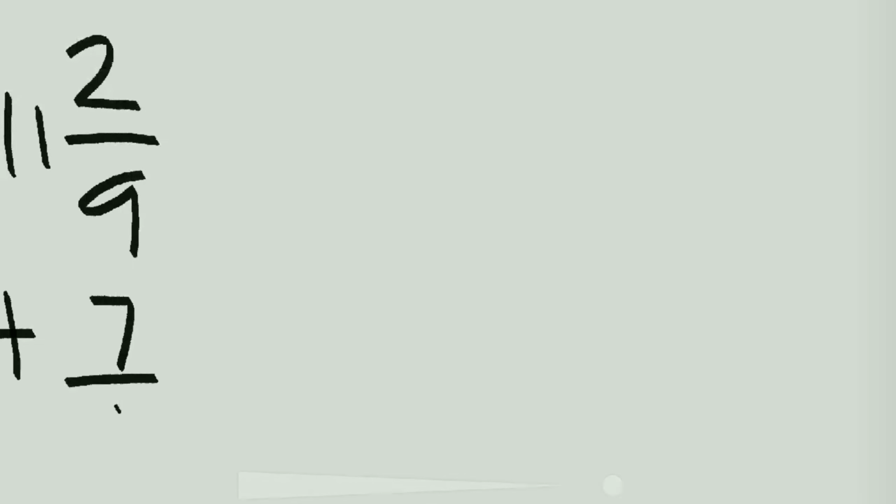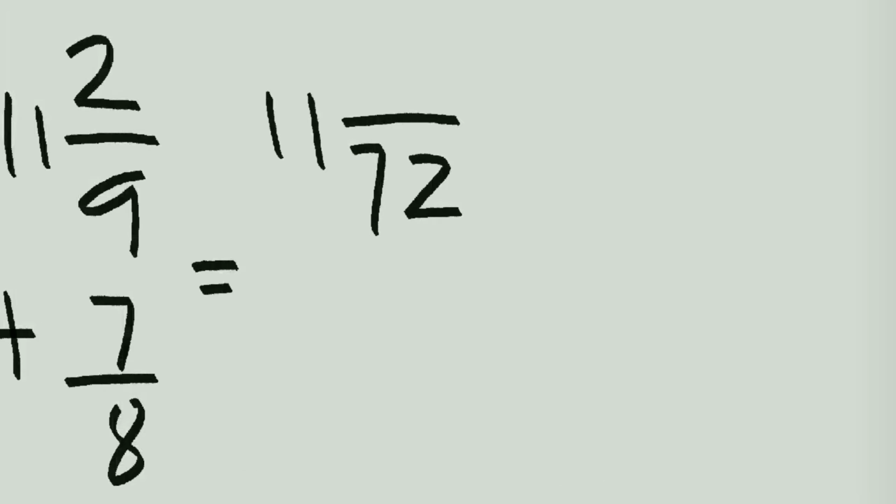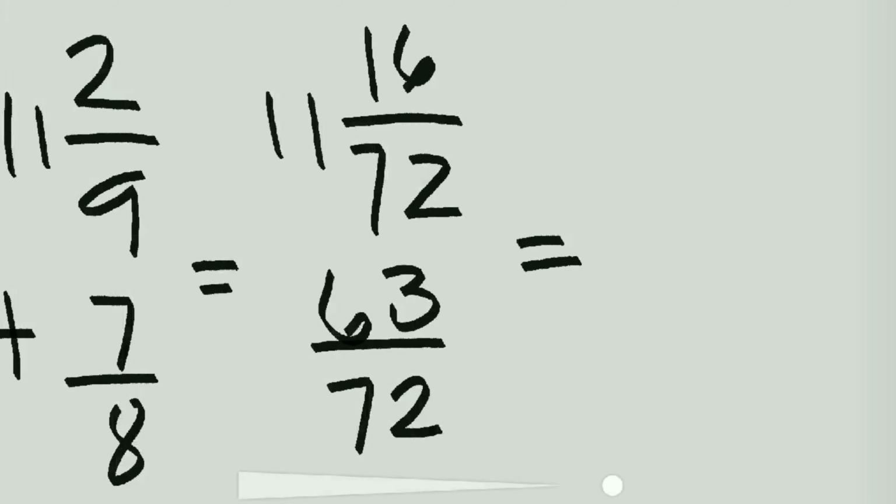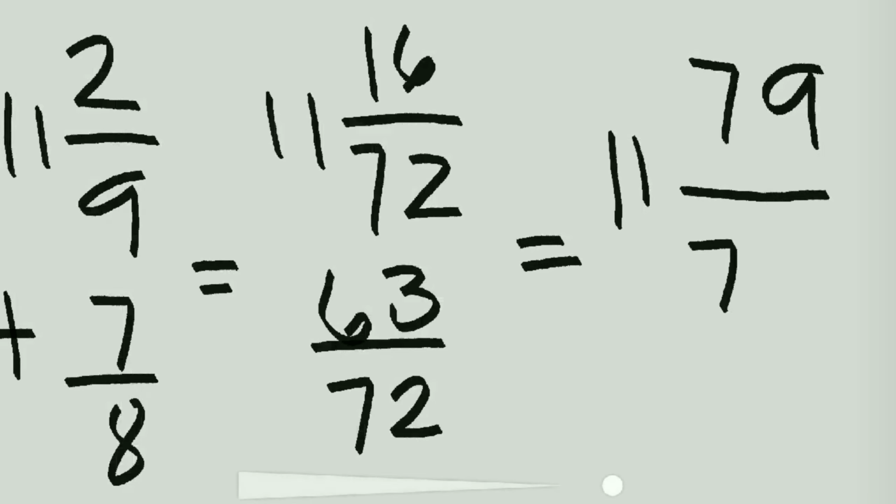Last number, 11 and 2/9 plus 7/8. The LCD of 9 and 8 is 72. 72 divided by 8 times 7 is equal to 63. 72 divided by 9 times 2 is equal to 16. 11 and 16 over 72 plus 63 over 72 is equal to 11 and 79 over 72.